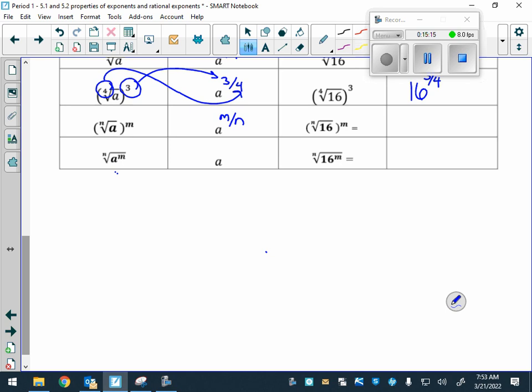So I like it a lot of the times written this way. The reason is I take care of my radical first, then my exponent when we get to evaluating. But this is another way you could write it as well without parentheses. So this would be the same exact thing. Okay? Same thing with 16 to the m over n. Same exact thing. So these two are exactly the same. One shows parentheses, one does not.